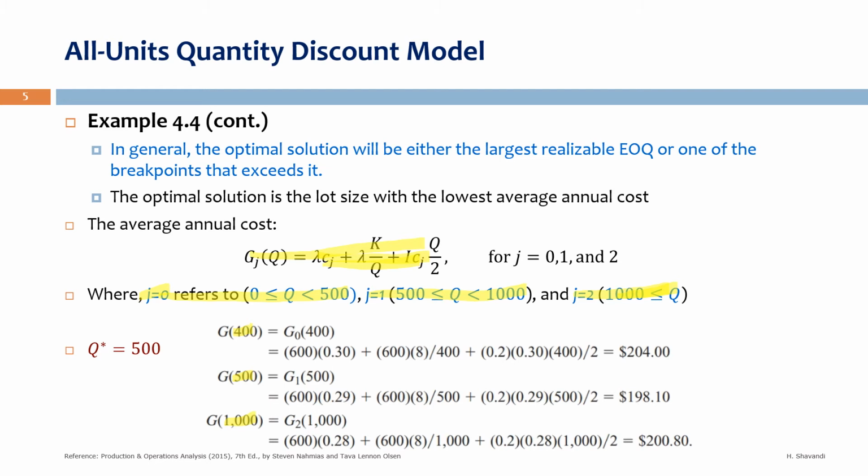For 400, we have this number for the average annual cost, $204. For 500, we have $198.10, and for 1,000 we have $200.8. So as you see here, the minimum is for 500. Because of that, the Q star becomes 500. Okay.